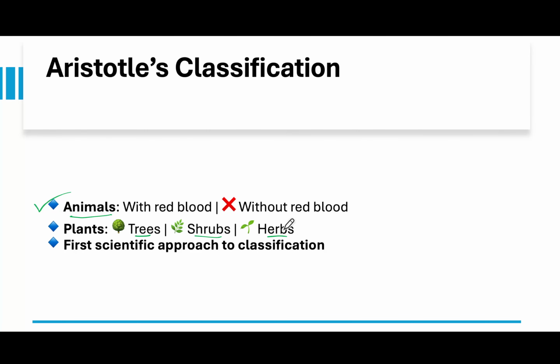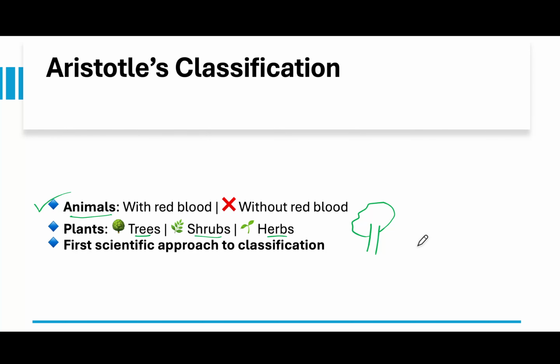How can we differentiate between tree, shrub, and herb? Very simple. Tell me, what is the difference between tree, shrub and herb? If there is one single strong trunk, then we can say it's a tree. This is just a rough idea of the division between tree, shrub and herb.